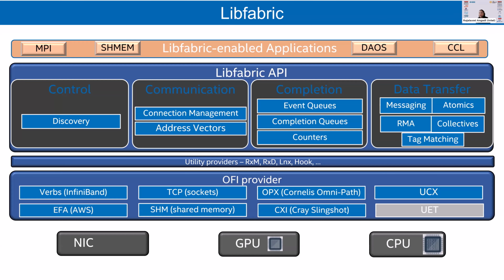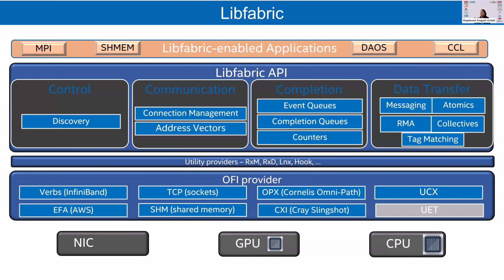The first one is control APIs, then the communication APIs, then we have completion, and then we have data transfer APIs. So the control APIs are those that work with control, like discovery, for example, fi_getinfo, fi_control. These are for controlling aspects of the fabric, such as querying the status, configuring parameters, etc. Then we have communications. This is another big set of services that help with the connection management, like setting up endpoints, domains, handling address vectors, and things like that.